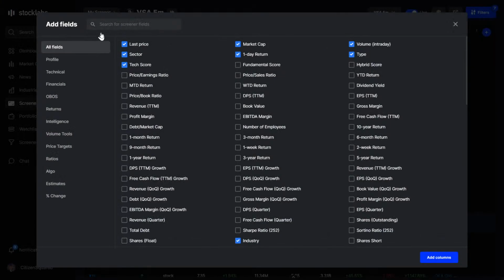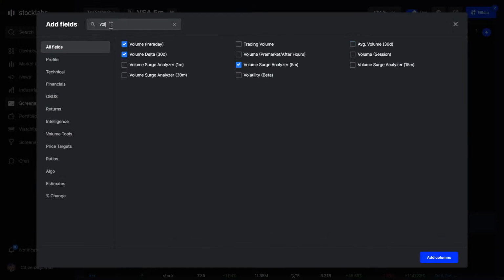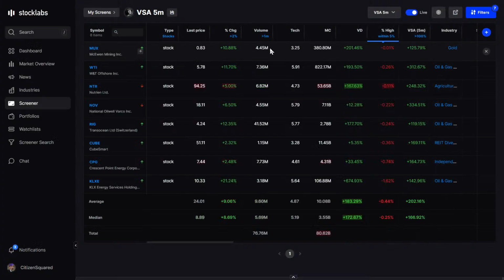And this VSA exists for other time frames too. So there's 1 minute, 15 minute, 30 minute. They all do the same thing, except they're just comparing that interval to the past 30 of whatever interval it is. So 30-minute compares the current 30-minute candle to the average of the past 30-minute candles, where 5 minute, everything is on 5 minute intervals, 15. Okay, you get the idea.